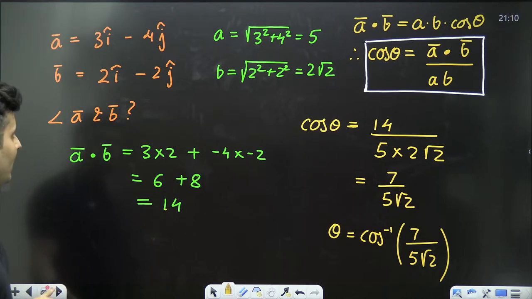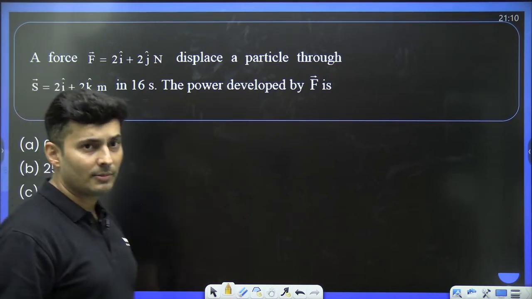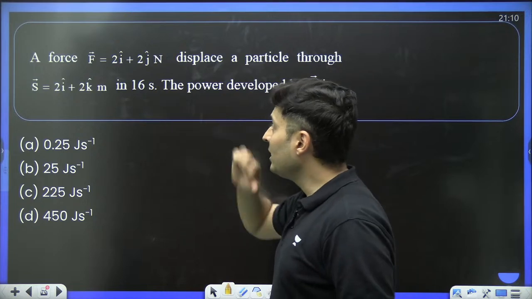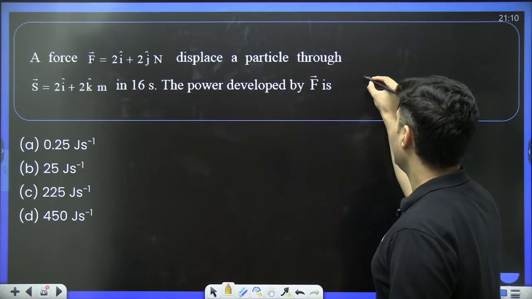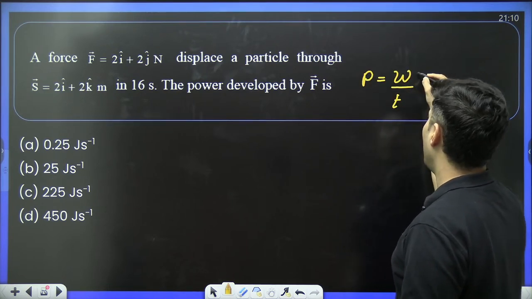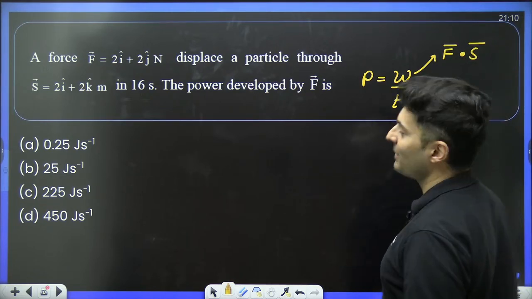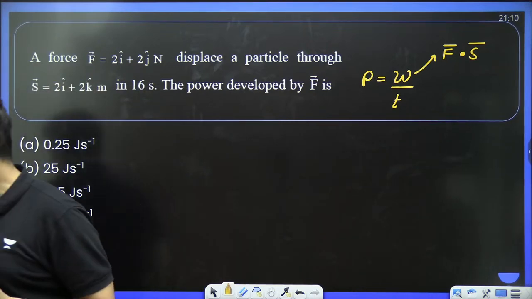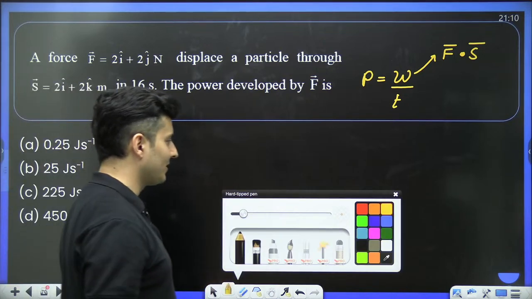Let's probably solve some questions. Force is this much. Displacement is this much. Time is given. Find the power by the force. Hint: power is work by time, and work is force dot displacement. That's your hint. Come on, my dear students, figure this out. What do you think is the correct answer for this?